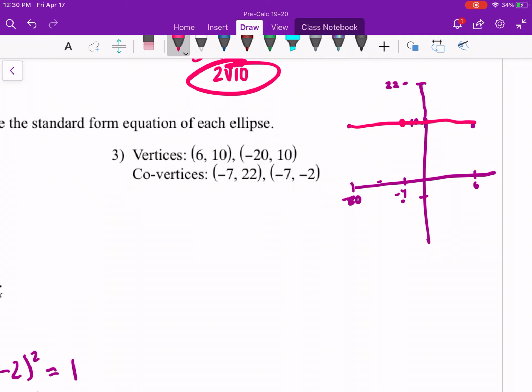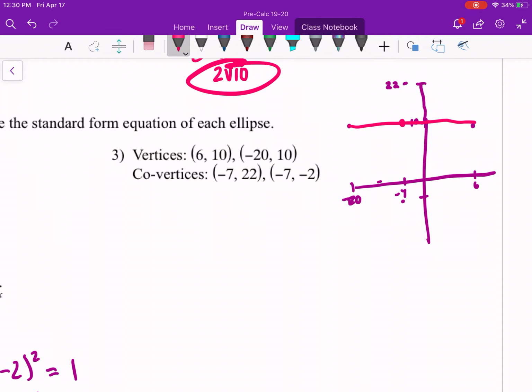And then the co-vertices are 24 apart. And so then their distance is going to be... wow, I can't talk. I don't know why that 22 is bothering me, that it's such a big number. So the co-vertices are 24 units apart, and so halfway would be 12.